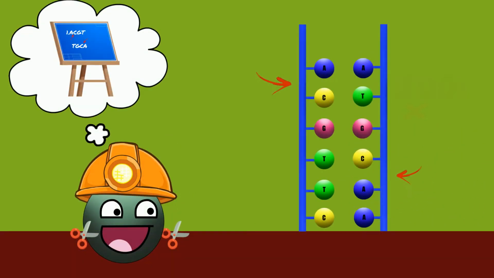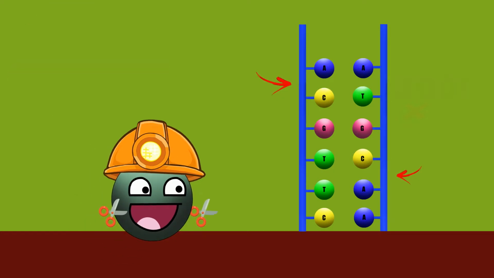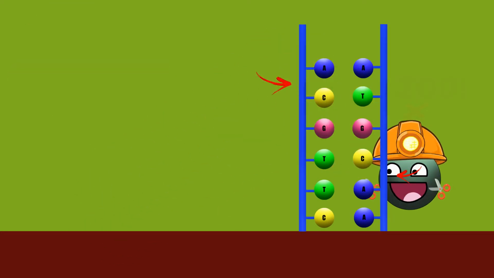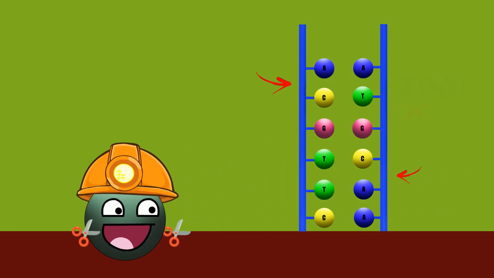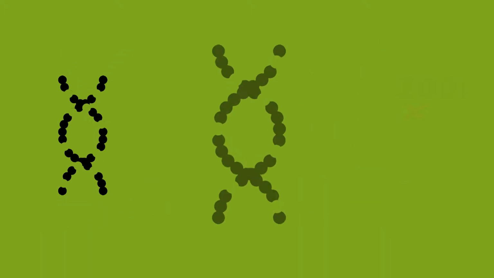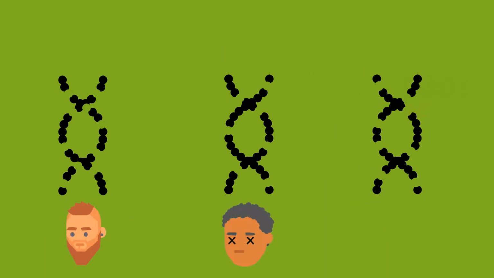When it recognizes the sequence, it breaks the phosphodiester bonds that hold the long chain of nucleotides together. This will cut the DNA molecule wherever this sequence occurs. This means that with everyone's unique DNA sequences, the same restriction enzyme can cut them into fragments of different sizes.